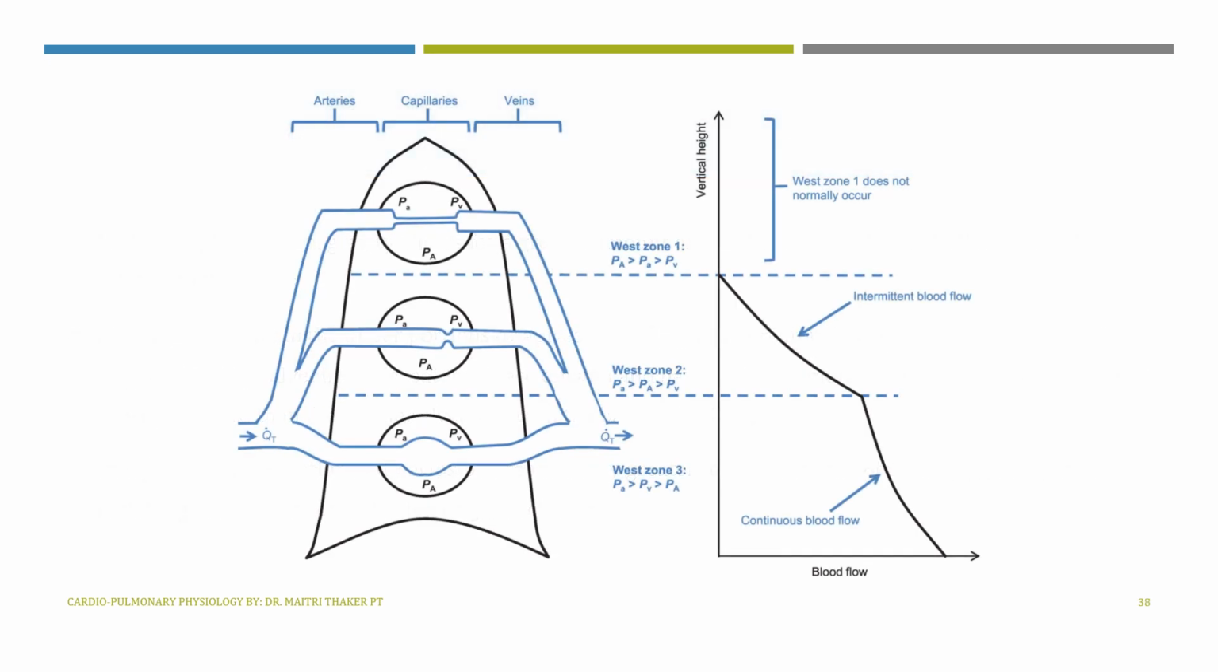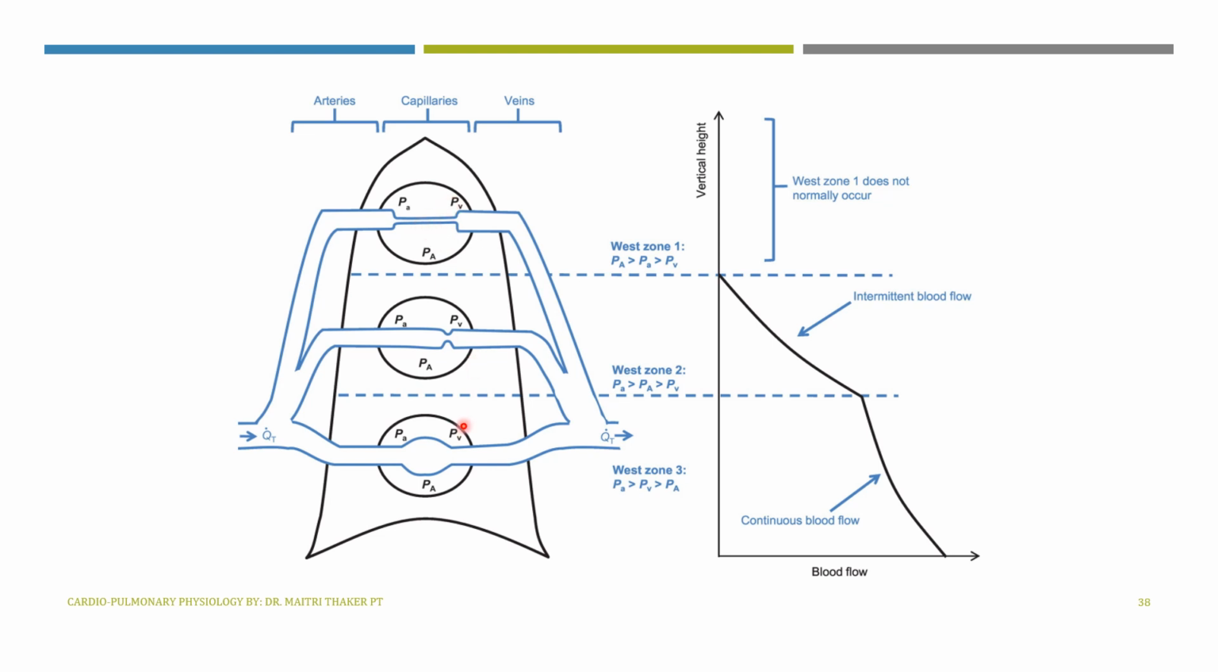So based on this concept, our lungs are divided into 3 zones, also known as West zones of lungs. The upper part of the lungs, you can say the upper lobes, is zone 1. In zone 1, there is more ventilation compared to perfusion. As you can see, the capillary is collapsed over here, which shows less perfusion compared to ventilation. So air will be high, but blood will be less.